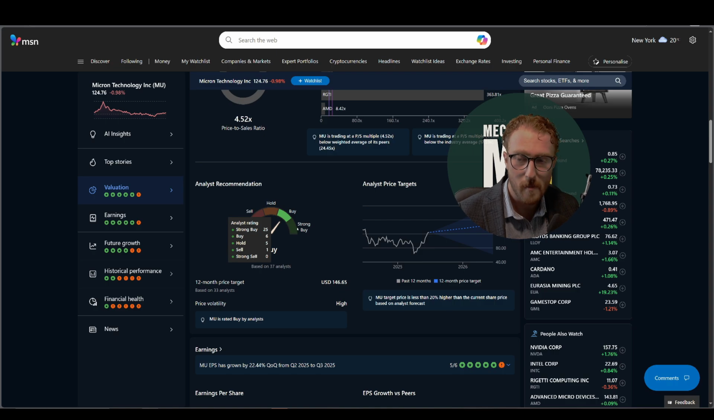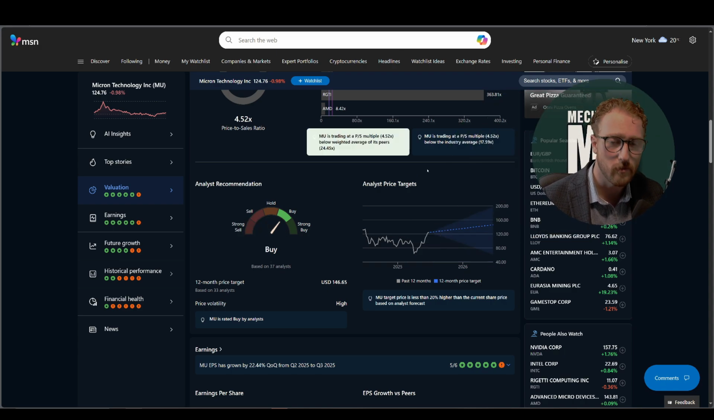So the average for Micron currently is a buy. This is based off of 37 analysts, with 25 at a strong buy, 6 at a buy, 5 at a hold, and 1 at a sell. Furthermore, you can see the average price target on here as well, if I move my head.